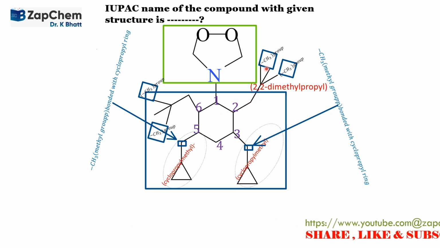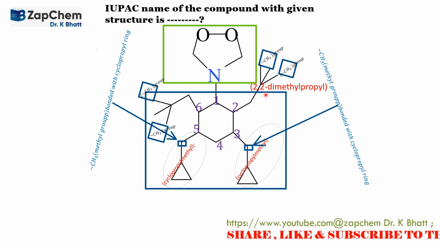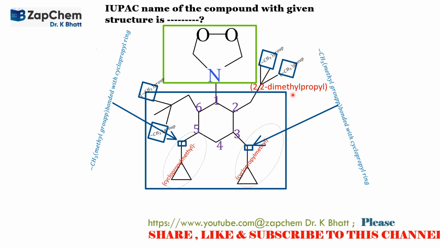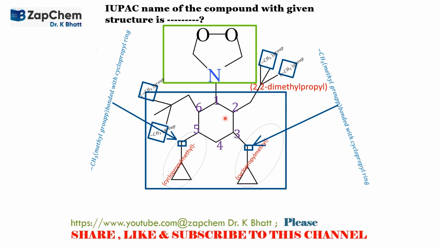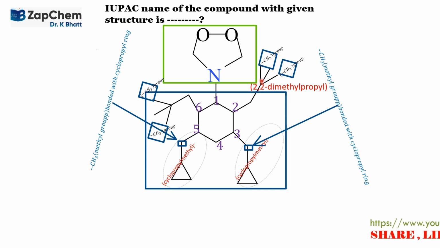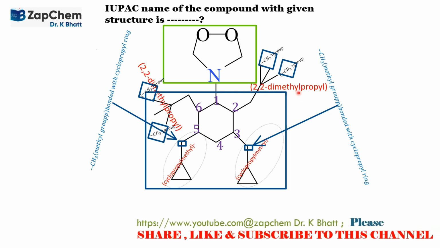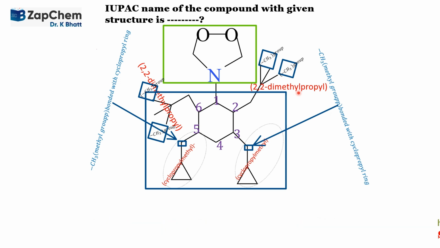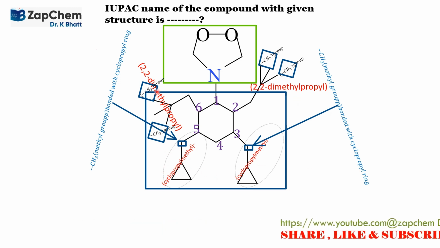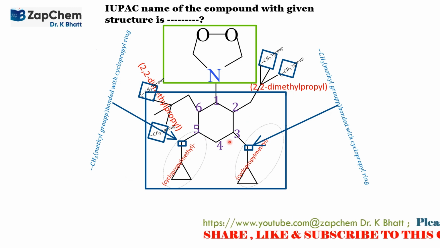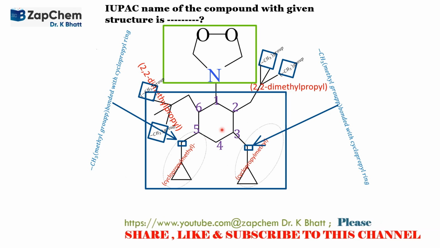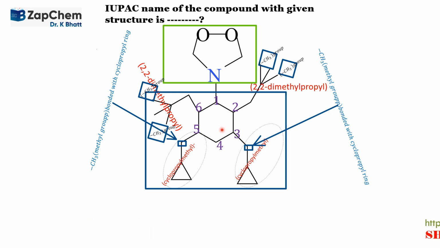And therefore, we will call it 2,2-dimethyl propyl. Most important, it is a propyl again. The methyl group is already there, but there is a propyl group also attached. So we can say that this is a complex substituent. That way, both the substituents are complex here. And the hexyl ring, or the hexane ring, is there.